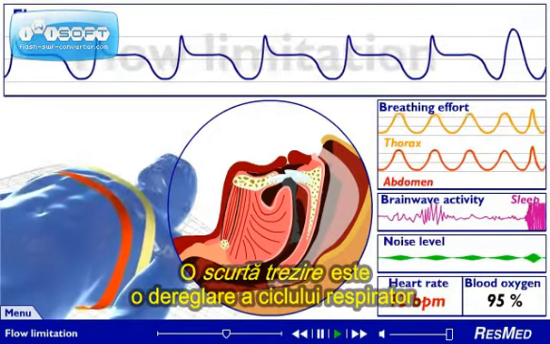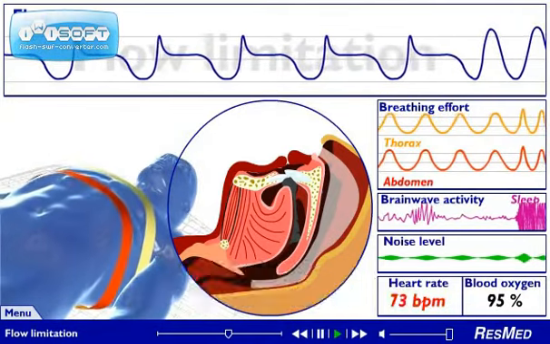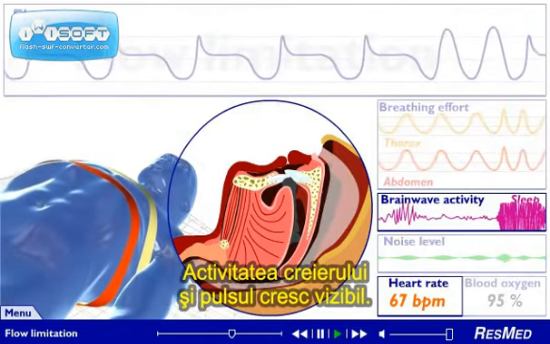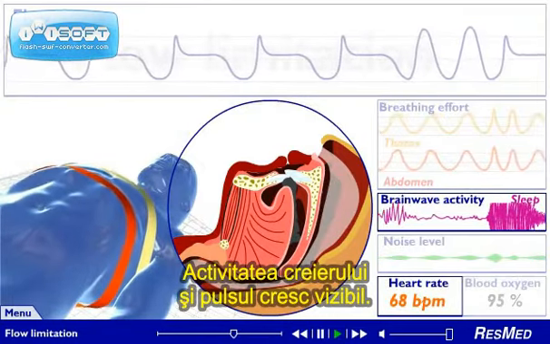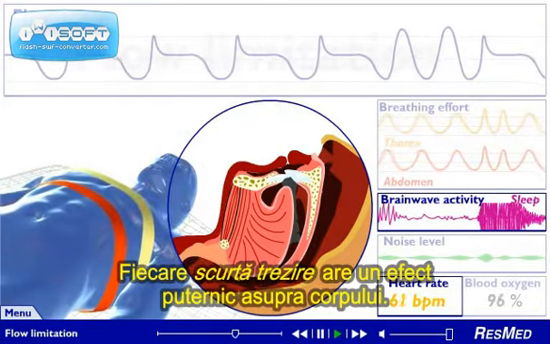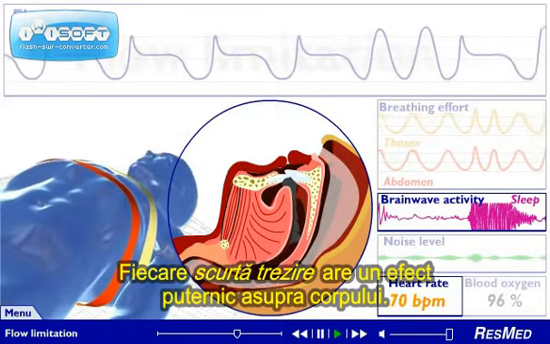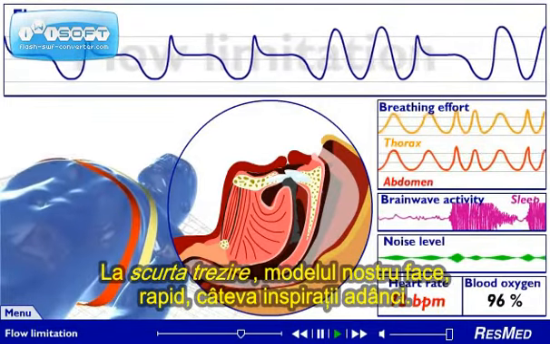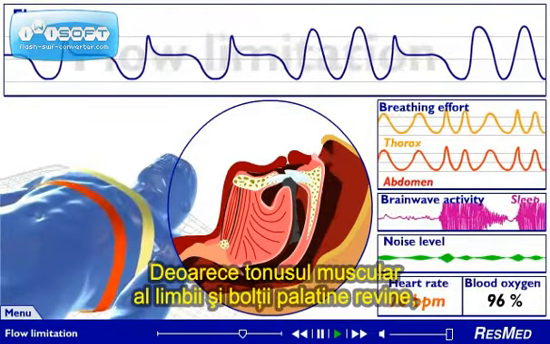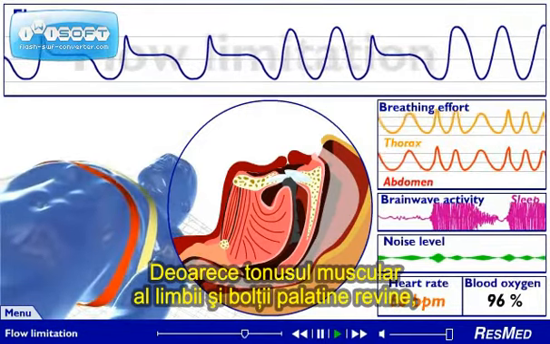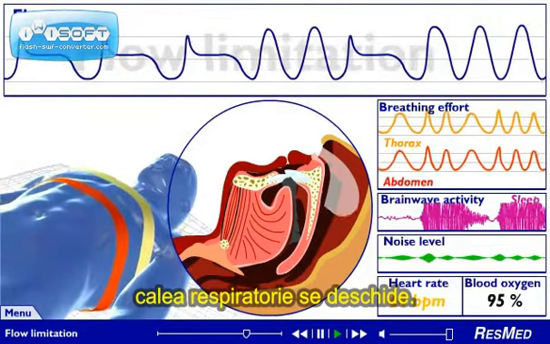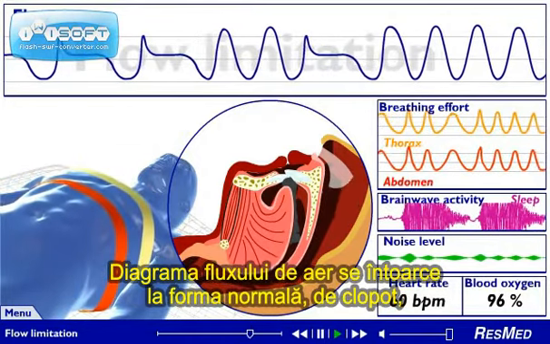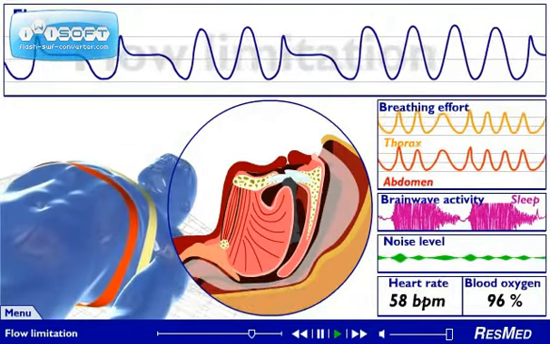An arousal is a disturbance in the sleep cycle. This may be accompanied by some movement. There is a visible increase in brainwave activity and heart rate. Each arousal has a powerful effect on your body. On arousal, our model quickly takes a few deep breaths. As muscle tone returns to the tongue and soft palate, the airway opens. The airflow trace returns to the normal bell shape, although an amplified one.